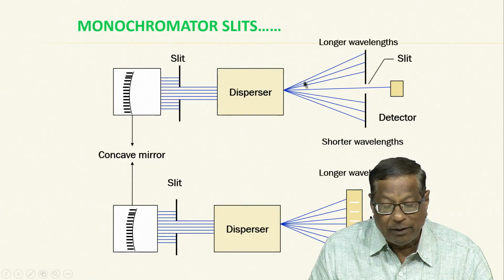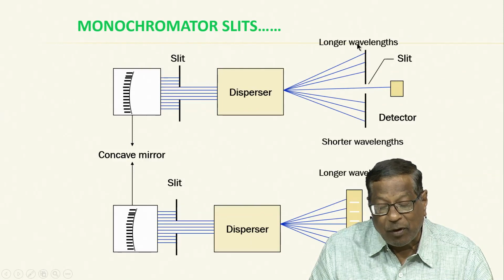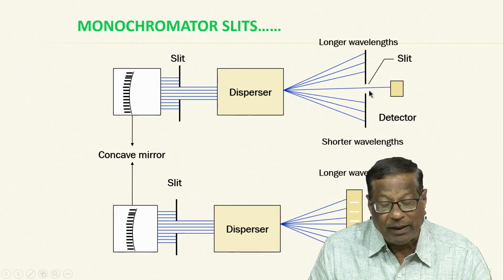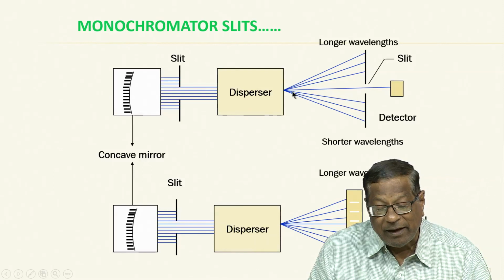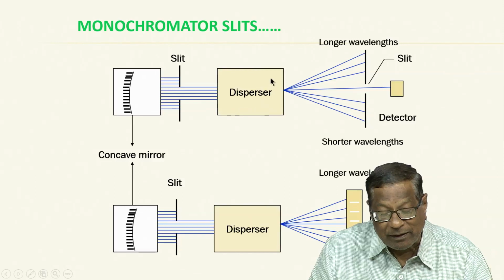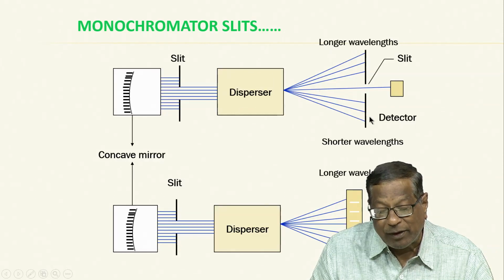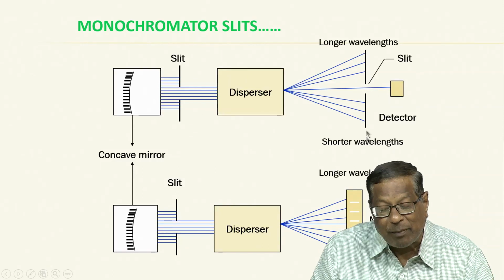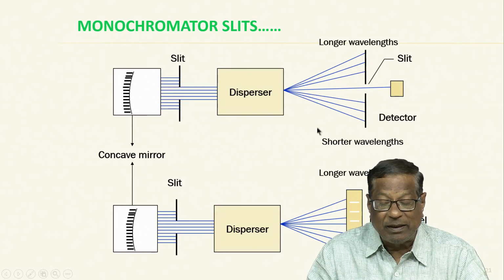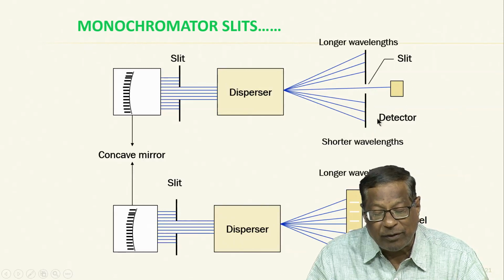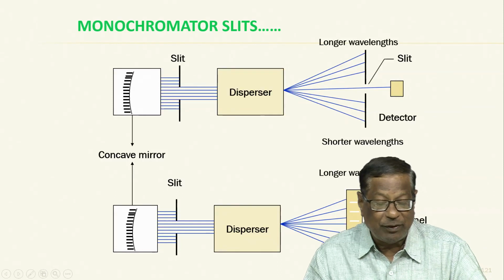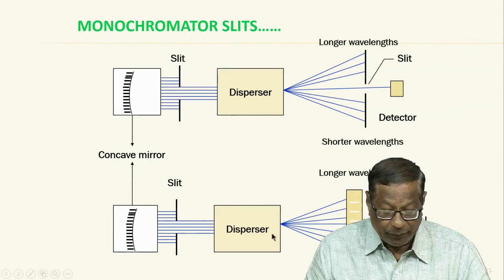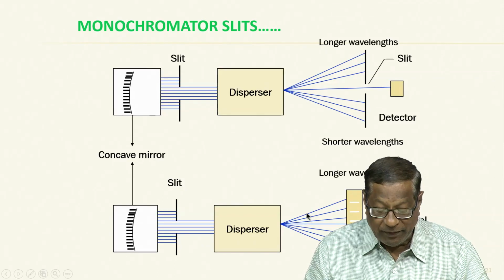This disperser could be either a prism or a grating or Echelle grating with a prism and all that. Okay. So, from here I get all different wavelengths, and then I put one more slit here, okay, to choose the radiation that is coming out. Either I can change the disperser, get different wavelengths, or move the slit itself up and down. That is also possible. So, if I move down I get shorter wavelengths, if I move up I get the longer wavelengths. So, there are different ways of doing this.